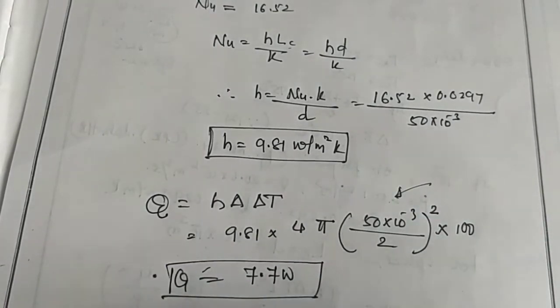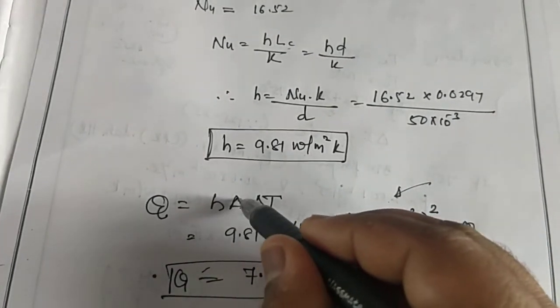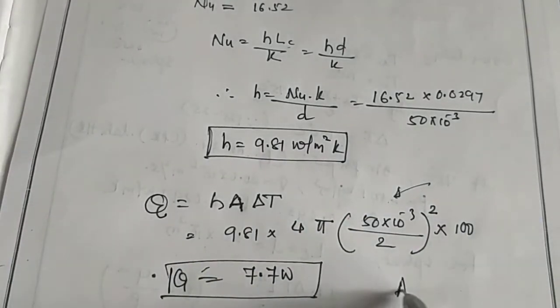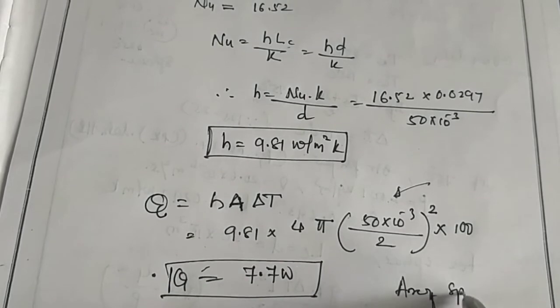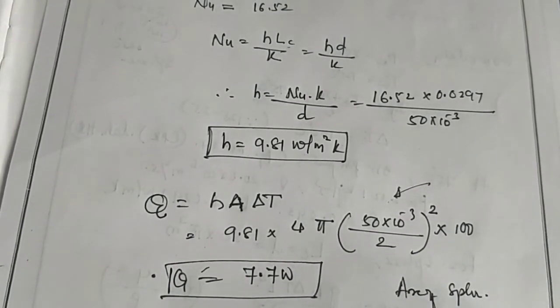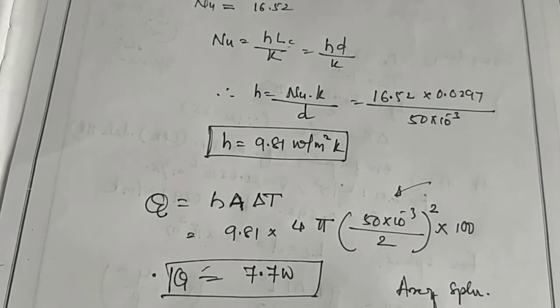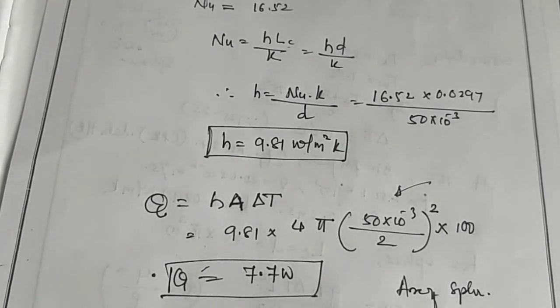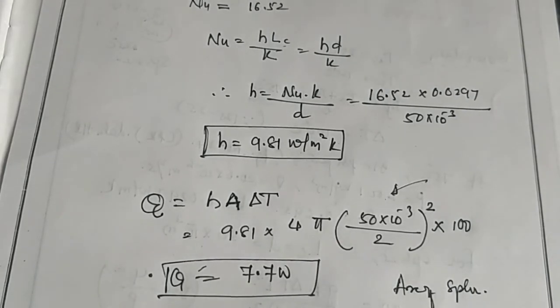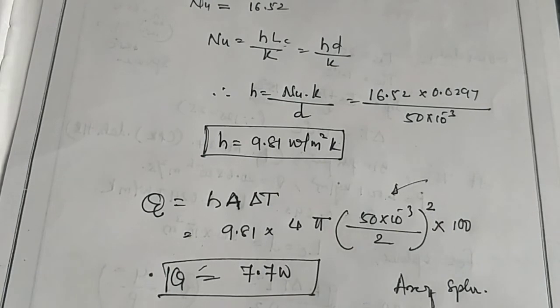This one is nothing but the area of a sphere, that is 4 pi r square. Our r is equal to the diameter d by 2. So d is given, that I have taken here.